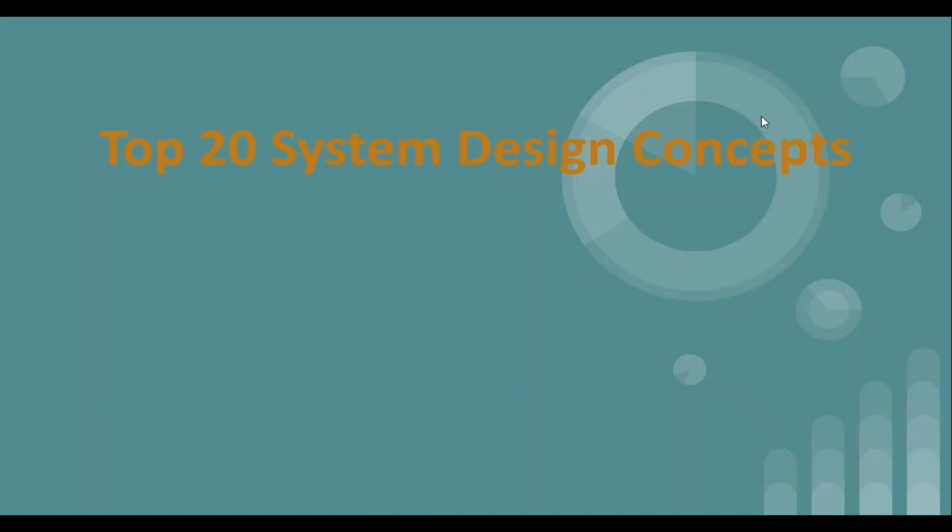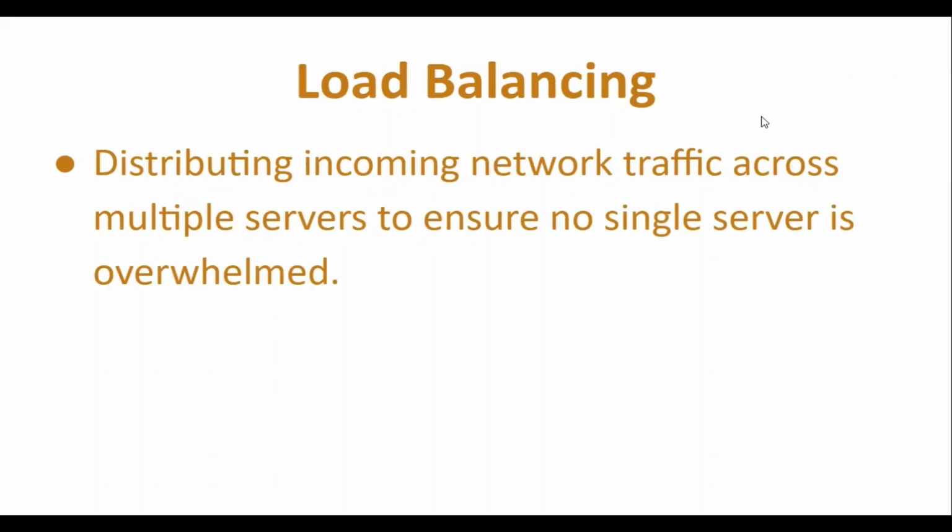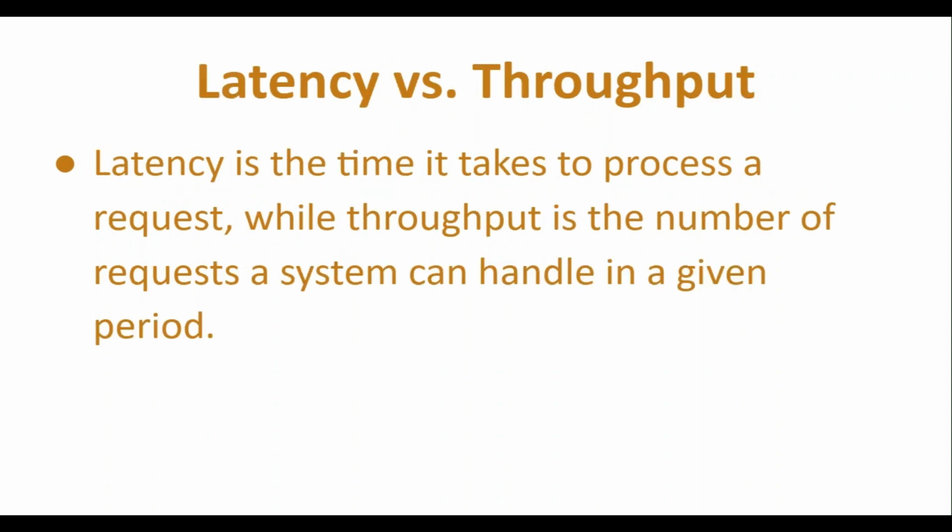20 System Design Concepts. Scalability, the ability of a system to handle increased load by adding resources. Load balancing, distributing incoming network traffic across multiple servers to ensure no single server is overwhelmed. Latency versus throughput. Latency is the time it takes to process a request, while throughput is the number of requests a system can handle in a given period.